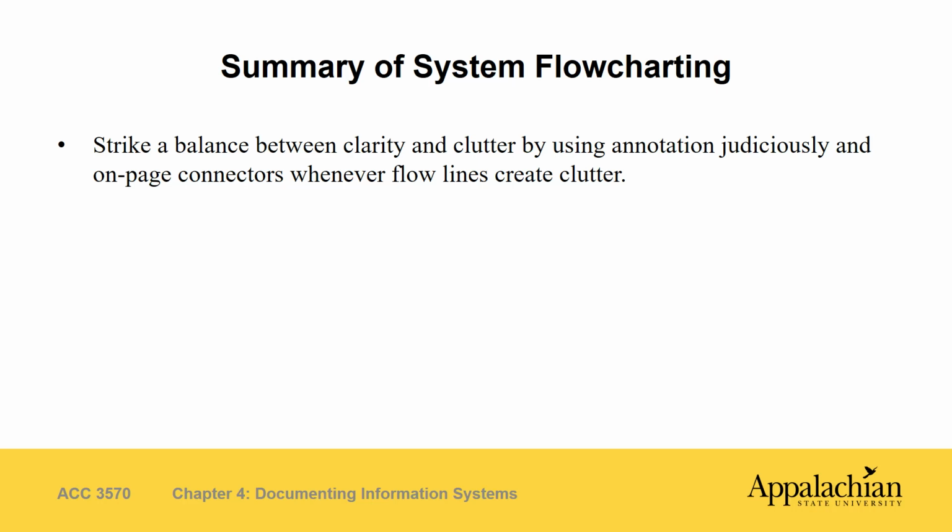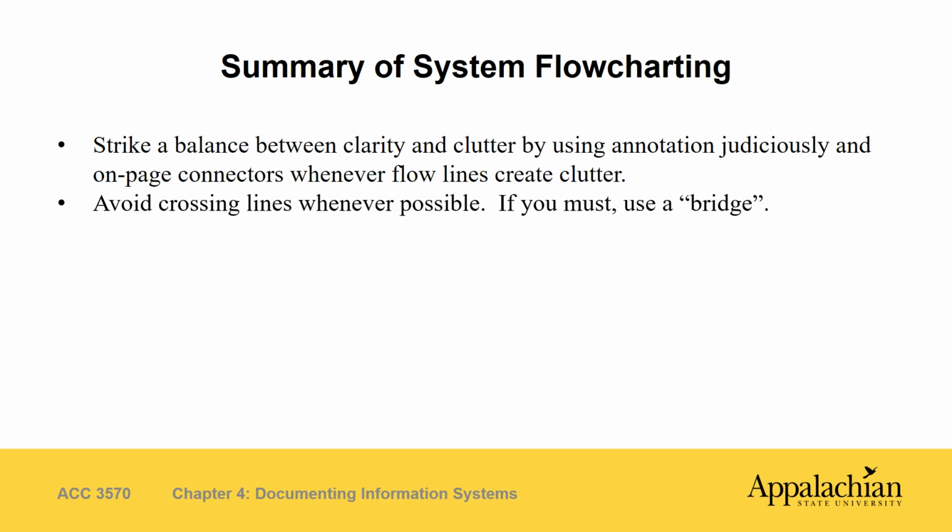Summary of system flowcharting: strike a balance between clarity and clutter by using annotations judiciously and off-page connectors whenever flow lines create clutter. So really what you're trying to do is have that balance between giving the detail you need and not having it be cluttered. And if you require detail that makes it cluttered, then have off-page connectors to make the system flowchart more readable. Avoid crossing lines whenever possible. You must create a bridge, and a bridge is a half a circle.